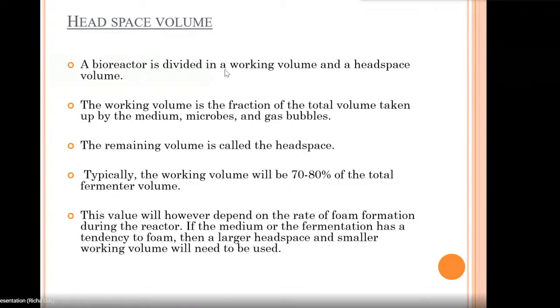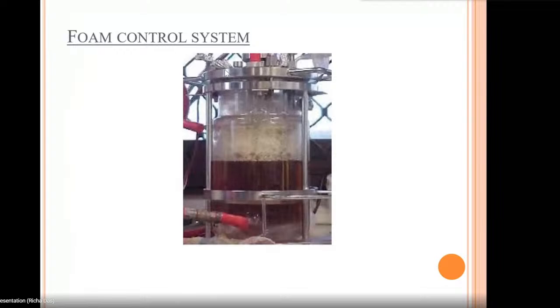The second reason why we require headspace volume is that, as we can see in this diagram, in the headspace volume there are some foam-like structures. Foam production is very common in the process of fermentation, whether you are manufacturing curd, antibiotics, or alcoholic beverages. Foam will be produced, but the amount of foam produced will vary from product to product. For example, foam formation in curd will be minimum, but foam formation is very high when you are manufacturing beer, wine or vodka or any alcoholic beverages. Then the formation of foam is very excessive.